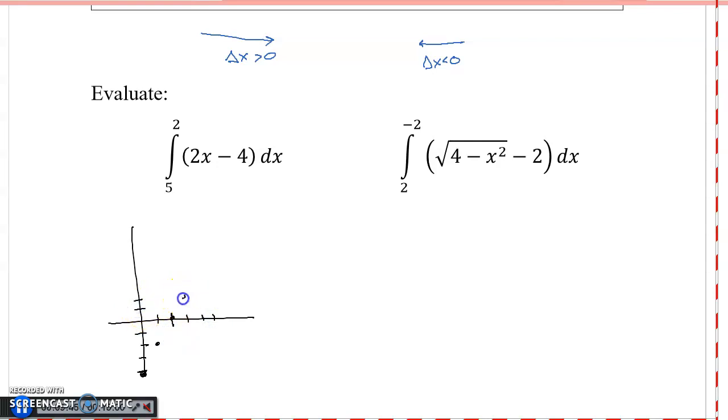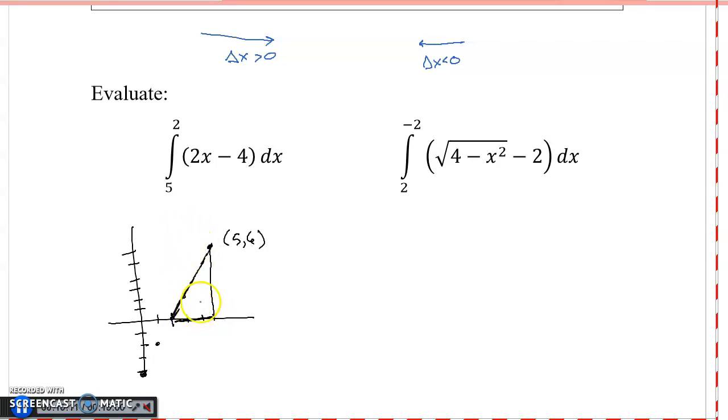1, 2 to here. Well, I'm getting tired of this. So 10 minus 4 is 6. So this is the point 5, 6, and we're going from x equals 2, which is the x-intercept. So it looks like we're just finding the area of this triangle.